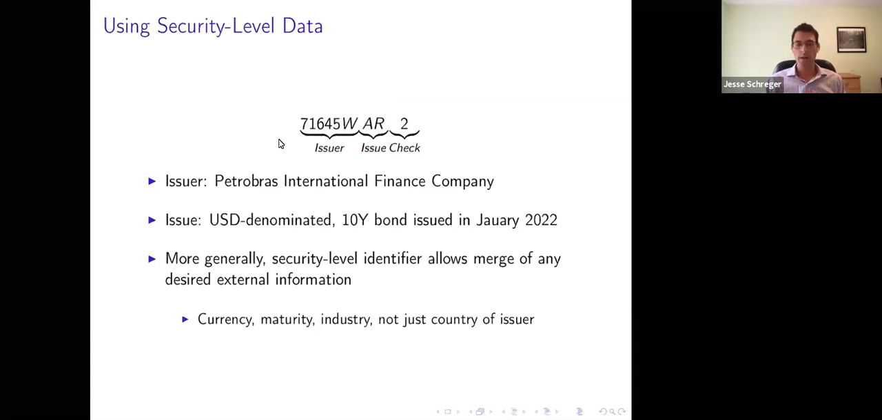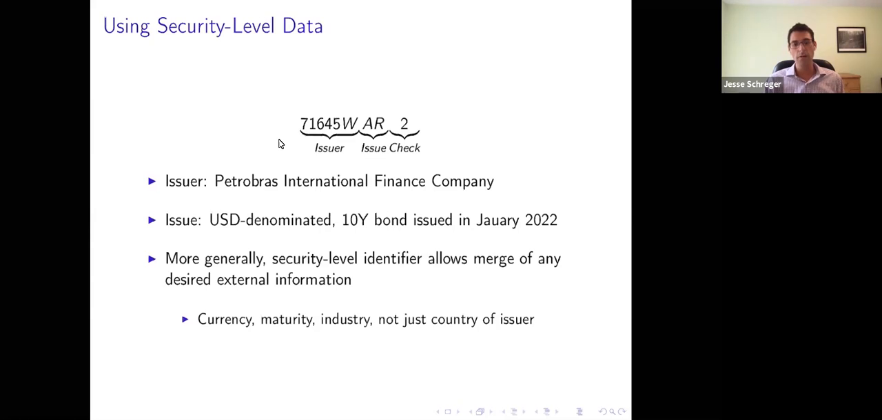Now, what's important about having security level information is that the Morningstar data will tell us things like the name of the security, importantly the market value of what's being owned, and a whole bunch of useful characteristics. But when you begin with security level information, you can essentially merge in whatever information you'd like. So we're going to focus on currency, but you could also have maturity, industry, the underwriter, the market of issuance, the law of issuance.